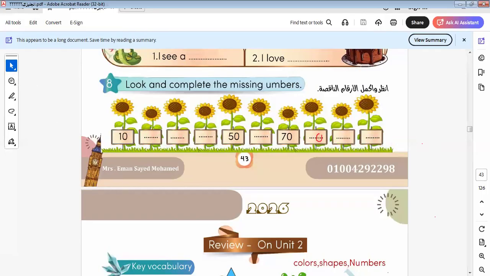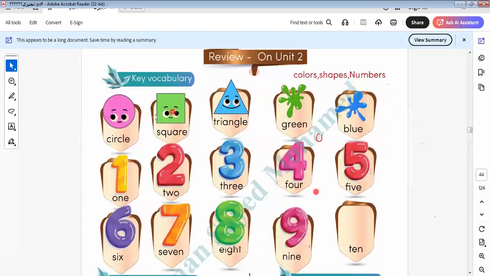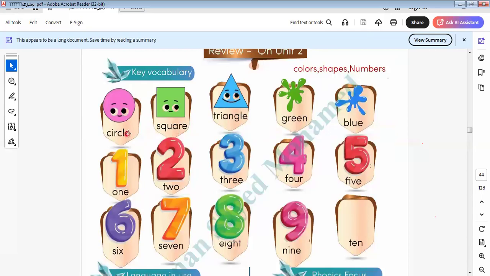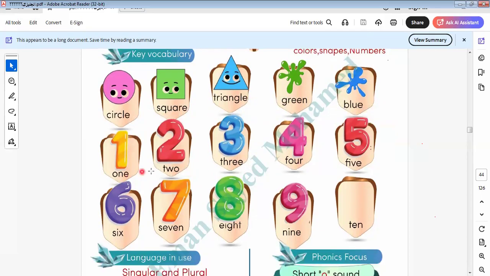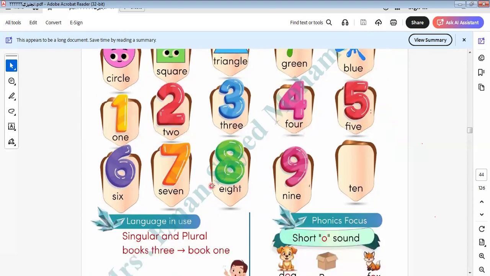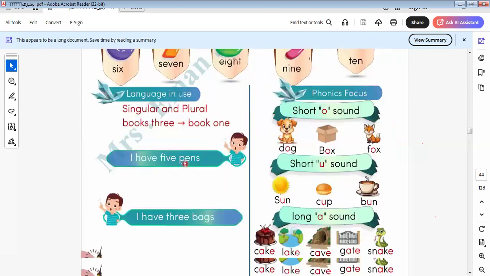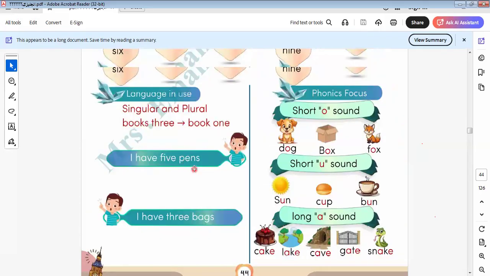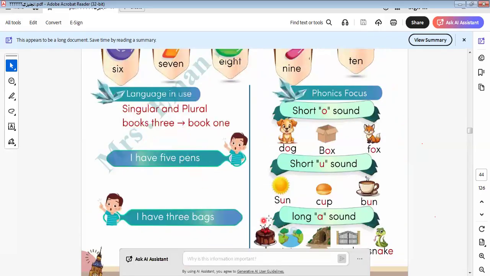Let's go to the review on this unit. In this unit, we have some vocabulary and some important grammar structures we learned. We learn circle, square, triangle, green, blue. We know numbers 1, 2, 3, 4, 5, 6, 7, 8, 9, 10. We also know the singular and plural by adding s to the noun.